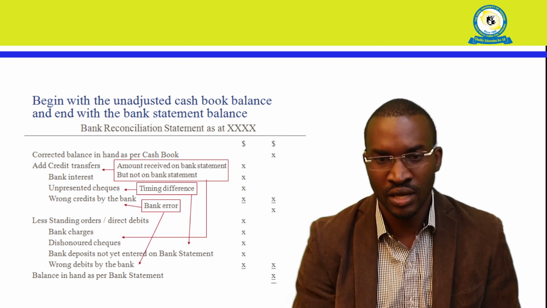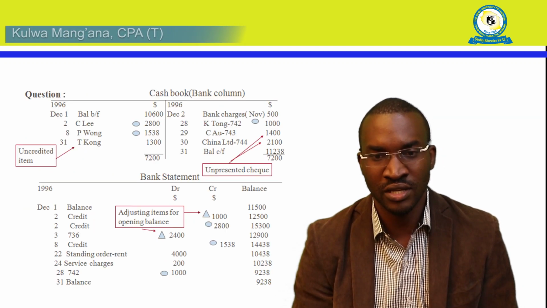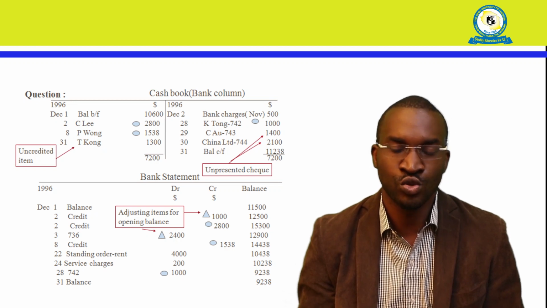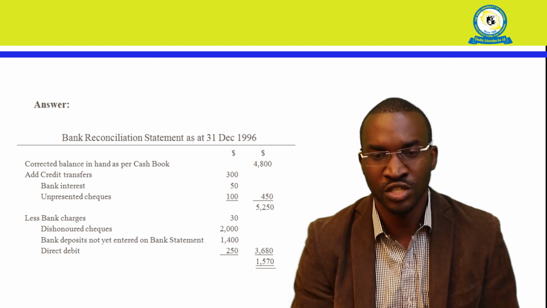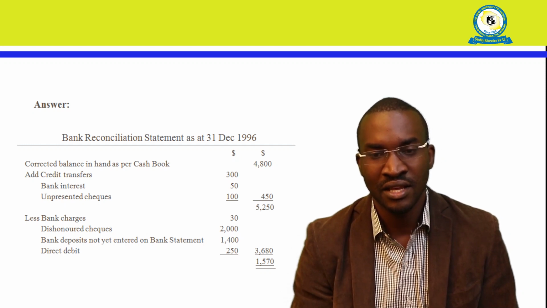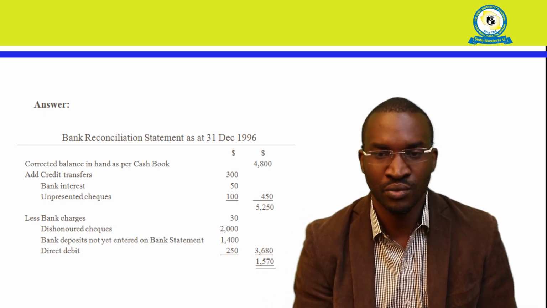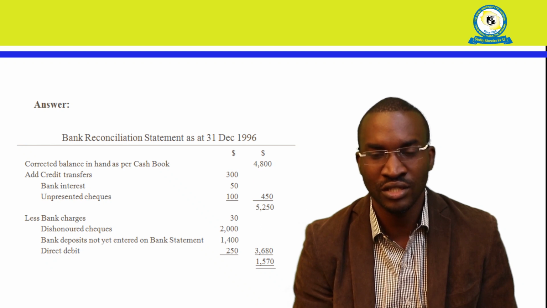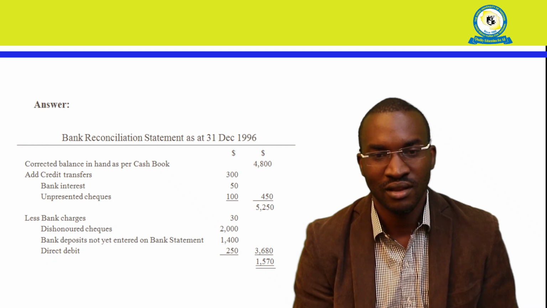Now, let us take the same example, but the cash book was not updated. If you look at this, the bank reconciliation statement as at that date is how you're going to see it. Take a pause and look at it. Corrected balance in hand as per cash book is 4,800, and you add the credit transfer of 300, bank interest which is 50, and unpresented check of 100.